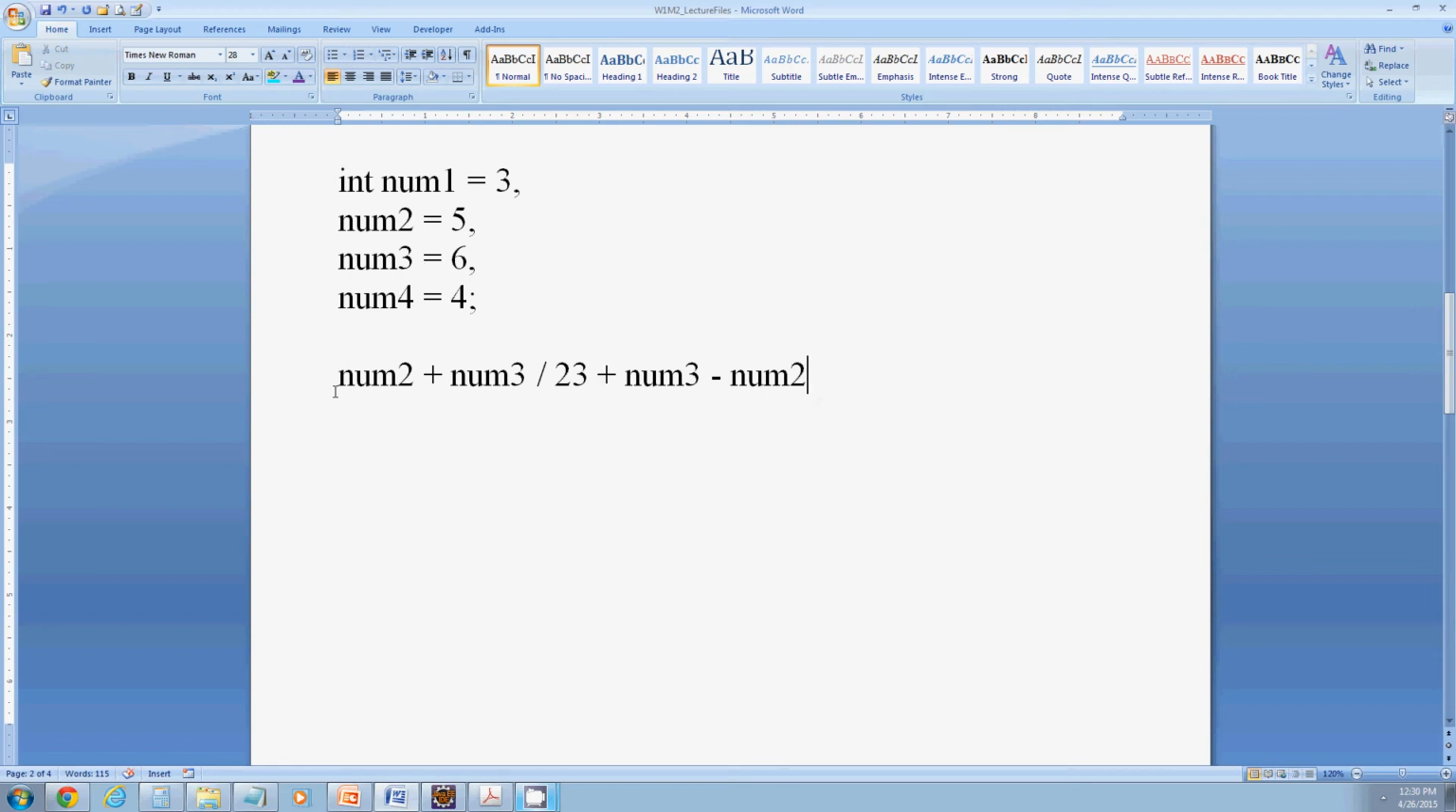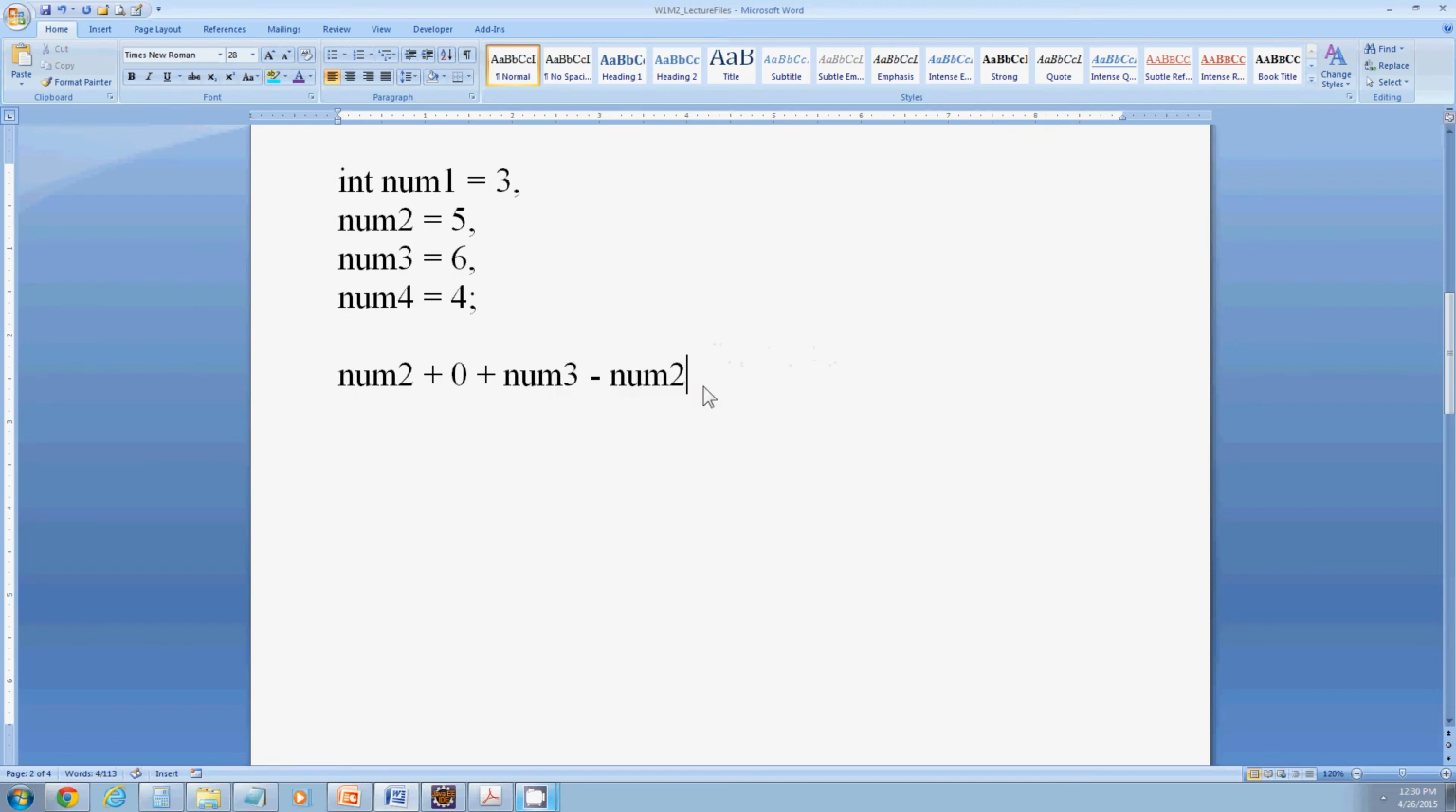So now we go back to the beginning and we scan for our next level of precedence, which is multiplication, division, and remainder. So here we find one, num3 divided by 23. And both num3 and 23 are integers. This is going to perform integer division, which is going to give a result of just 0. Keep looking, keep looking. We don't find any with that same precedence.